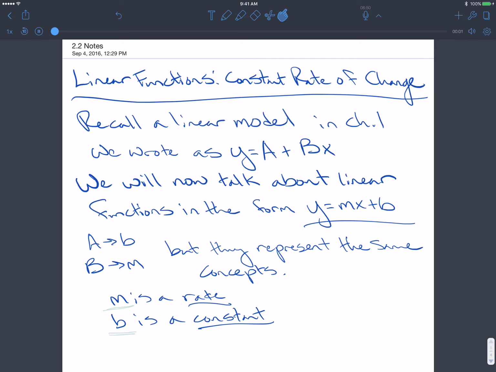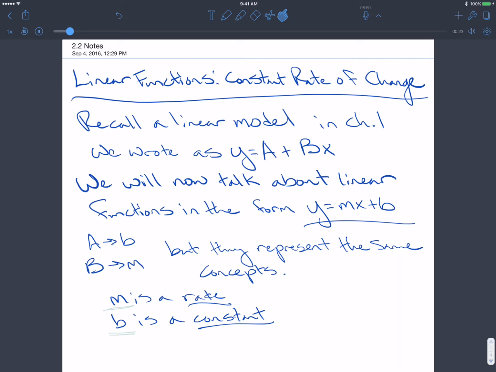In 2.2, we're going to spend a little bit more time with linear functions. So we'll talk about linear functions in the context of a constant rate of change. Recall that in chapter 1 we talked about a linear model where we said y was equal to this capital A plus bx, and we built linear models from data.